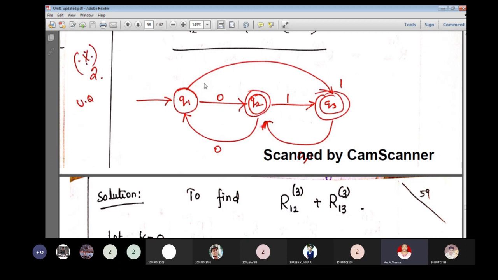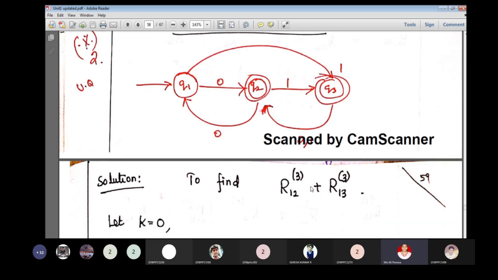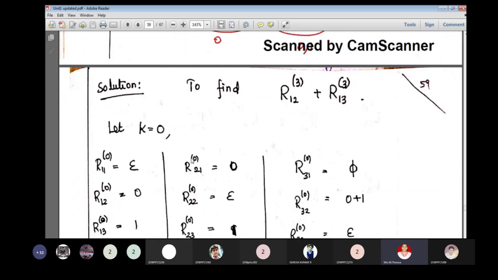So we have to find out R12 power 3 plus R13 power 3. That is, there are three states totally, so the power should be 3. And the initial state is 1, and the final states are Q2 and Q3. So initially R12 power 3 plus R13 power 3. Okay. So always we have to start with the basic step, k is equal to 0.